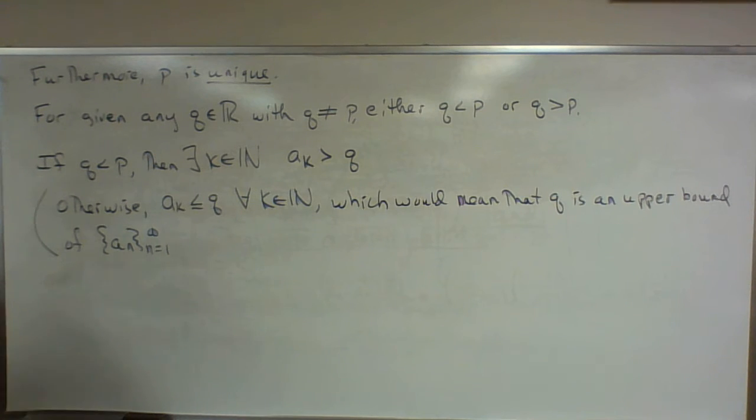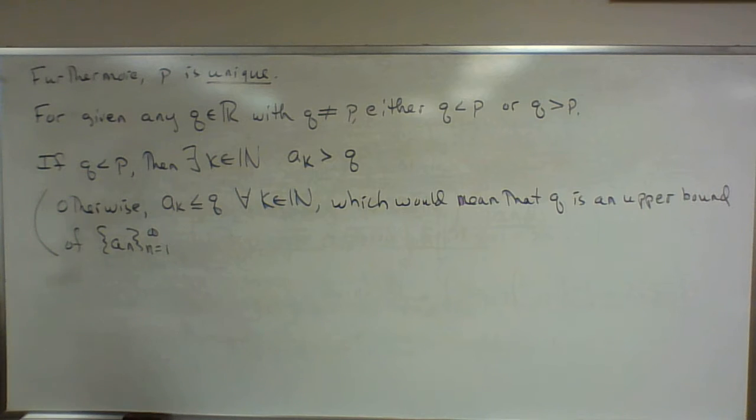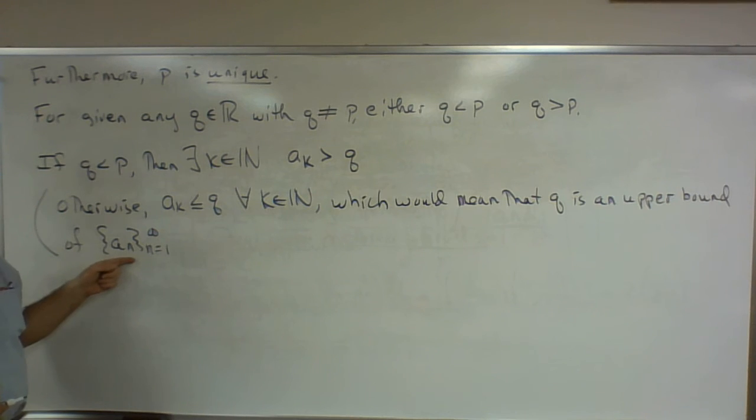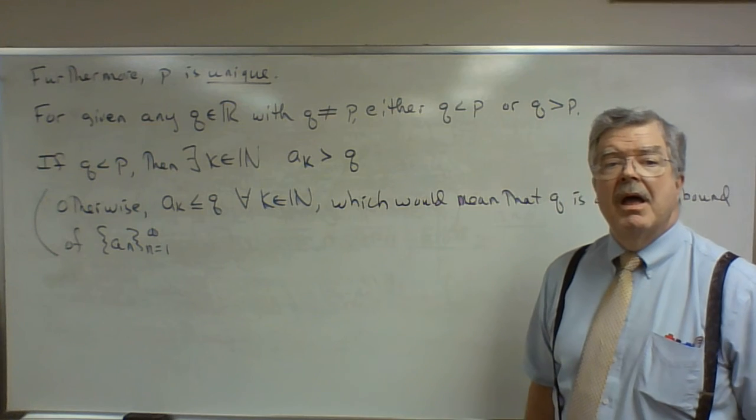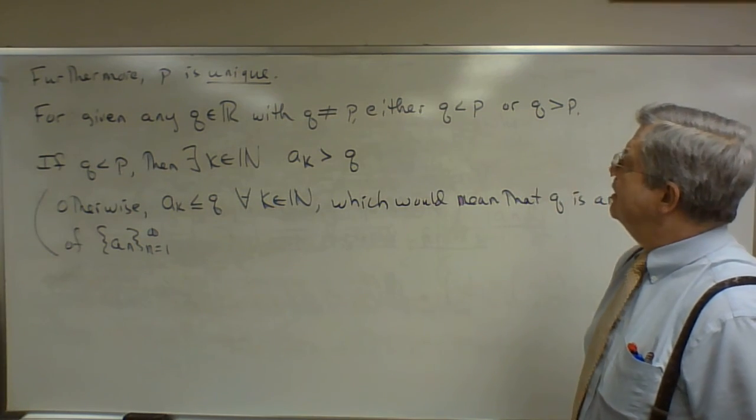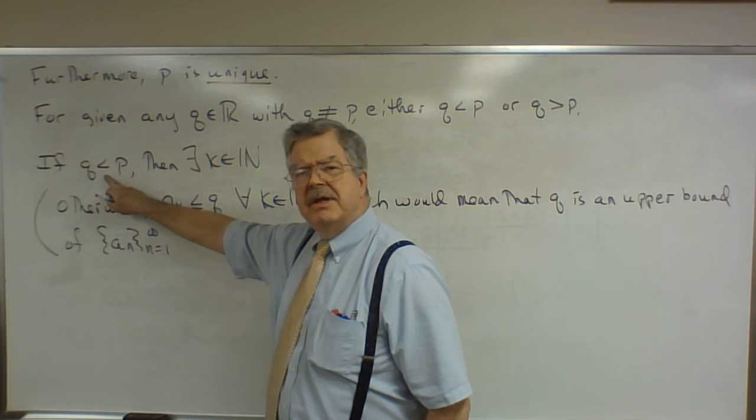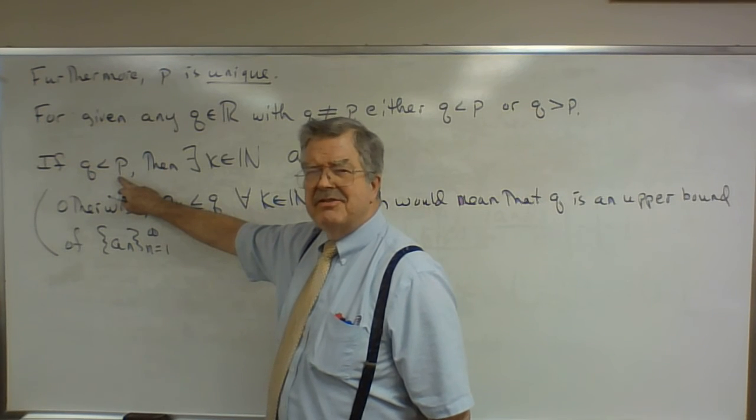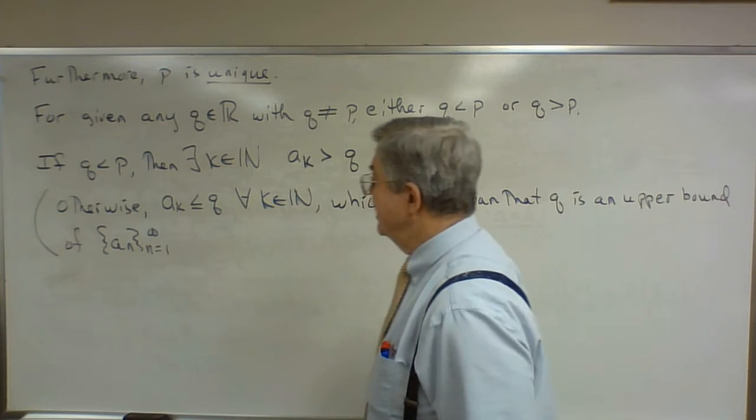Okay. So if all of the terms of the sequence are less than or equal to Q for every natural number k, this would mean that Q is an upper bound of the sequence. Yeah, so what? Big deal. But wait a minute. We're assuming that Q is less than P, and P is the least upper bound of the sequence A sub k.